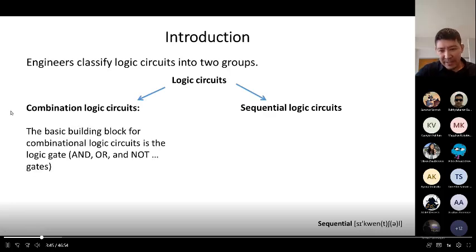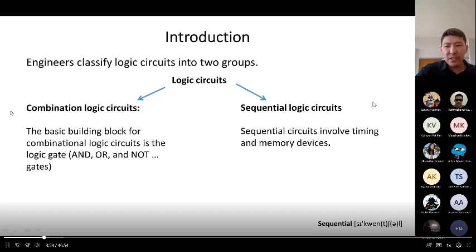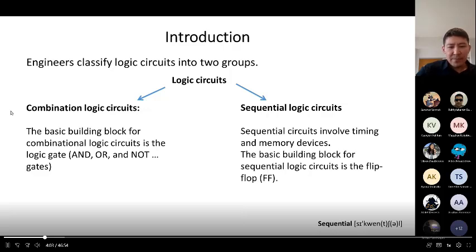So here you can see the pronunciation, guys. If you have the opportunity, always check pronunciation. We need to pronounce it sequential. Sequential logic circuit. So what is a sequential logic circuit? Sequential circuits involve timing and memory devices. The basic building block for sequential logic circuits is the flip-flop. You can just name it FF, flip-flops.